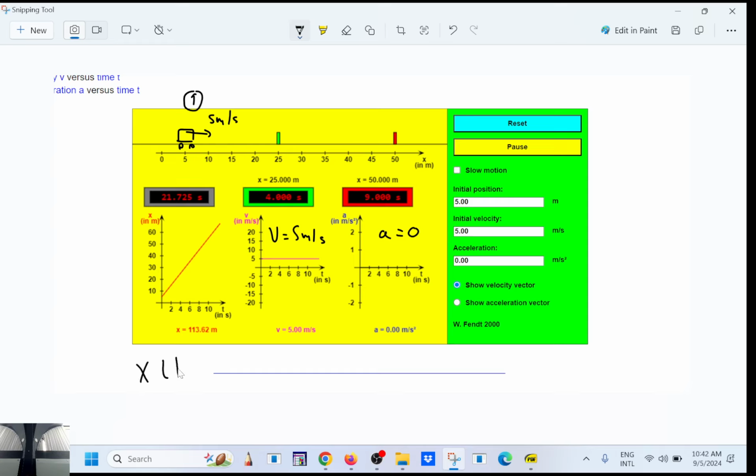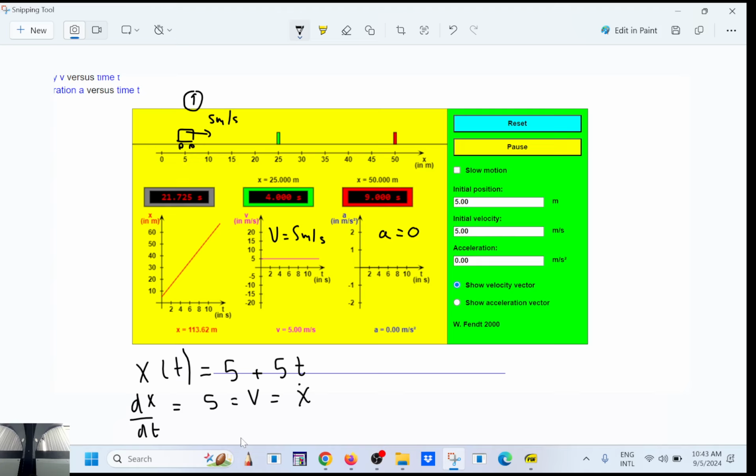X as a function of t, it's going to be 5. Very good. The y-intercept, you all agree? Okay, 5 plus 5t. If you take the derivative, what do you get? 5. And that's the definition of the velocity. Sometimes if they know calculus, they call that x dot.